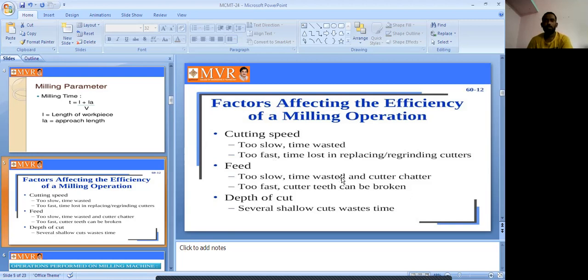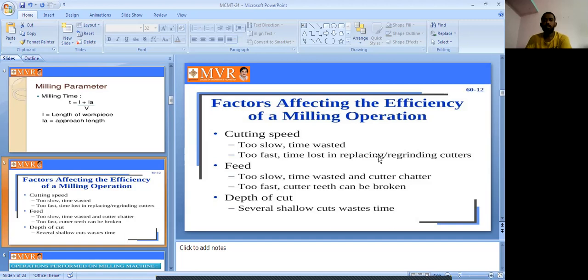Okay, so when we use cutting speed and depth of cut, the effect on the machine can be seen on the milling operation. These are the factors affecting the efficiency of the milling operation. This effect falls on the milling efficiency, so the efficiency changes. These factors change the efficiency of the milling operation. So that is the first one.